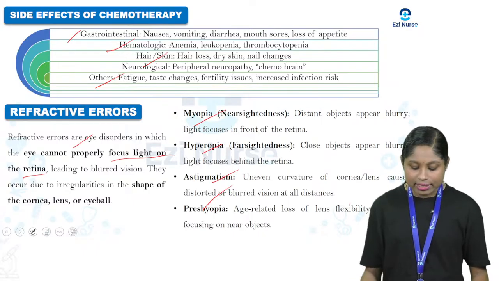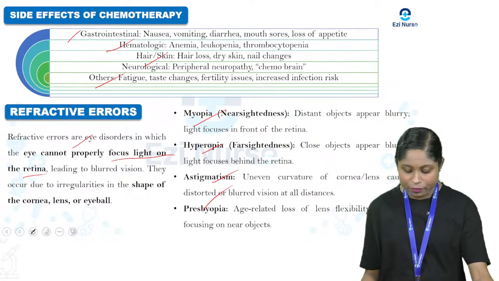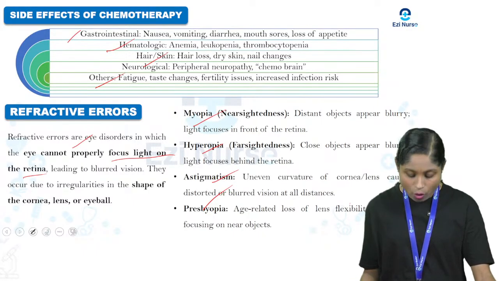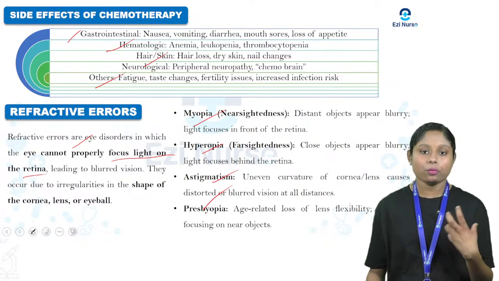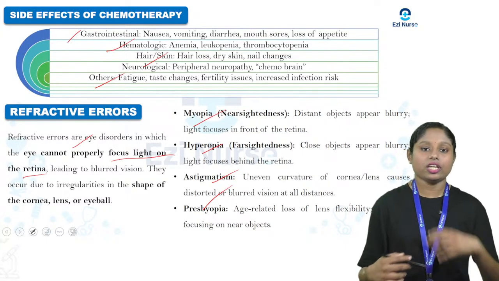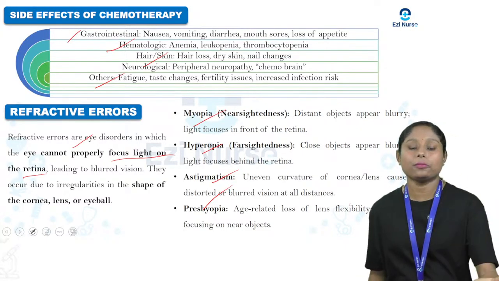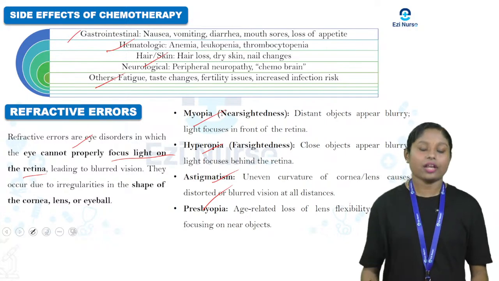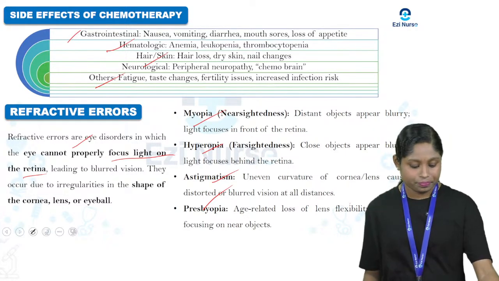Presbyopia is an age-related loss of lens flexibility, with difficulty focusing on near objects. So presbyopia is an age-related problem where the person has loss of lens flexibility and can't focus on near objects. So these are the types of refractive errors.